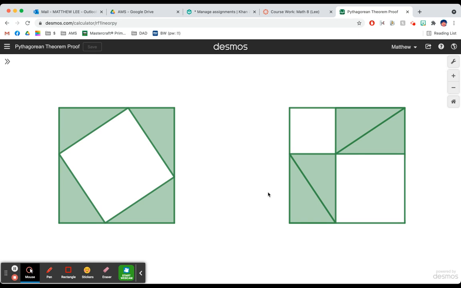All right, so today's video, I'm going to show one proof of the Pythagorean theorem. There are many proofs out there. This is just one of my favorites. As you see here, we have two big squares.